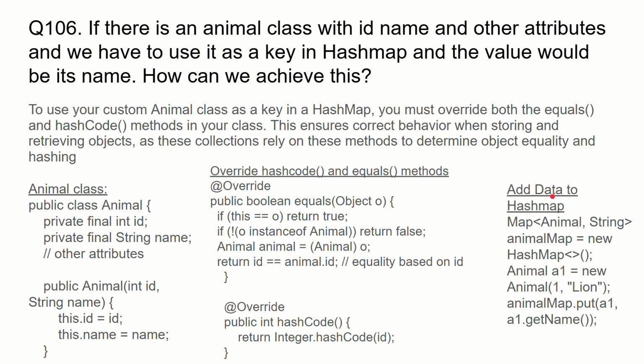Now adding the data to HashMap. So say we are having a map here which is expecting a key of animal type and value of string type. We are naming it as animal map and we are creating a new HashMap. Animal a1 equal to new Animal. We are passing it values such as 1 is the id and name is lion. And we can put something like animalMap.put(a1, a1.getName()), which would return lion.